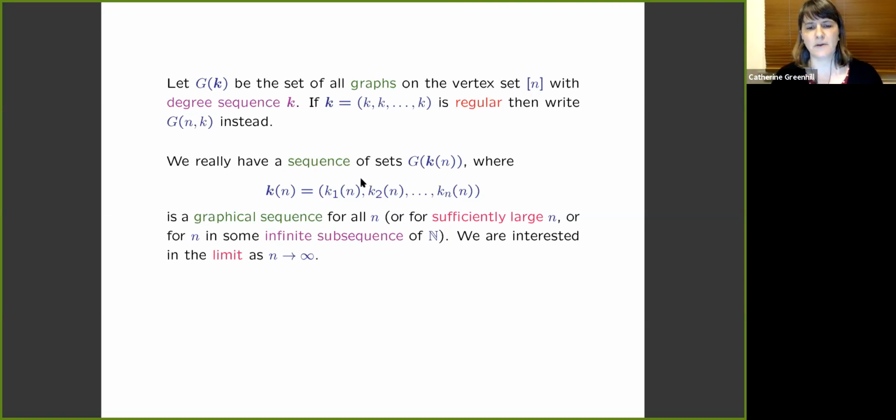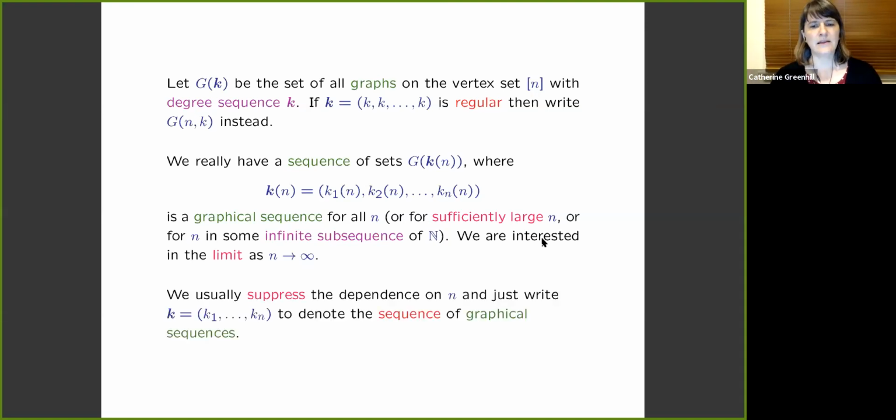For example, if you want cubic graphs, you need n to be even. So as long as we have some infinite subsequence of the natural numbers that we can use to take the limit as n goes to infinity. However, this notation is clunky and not very nice, so we usually suppress this dependence on n, and I just write the degree sequence like this, but I'm really talking about a sequence of graphical sequences.